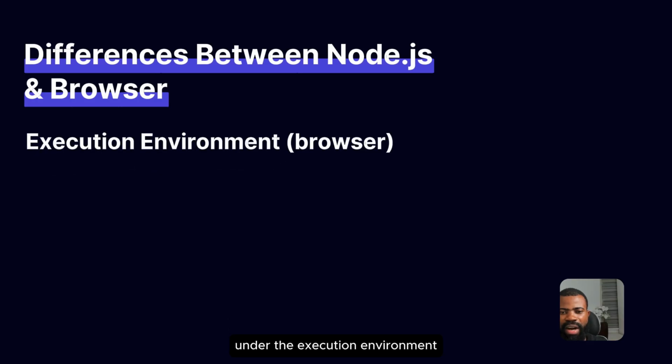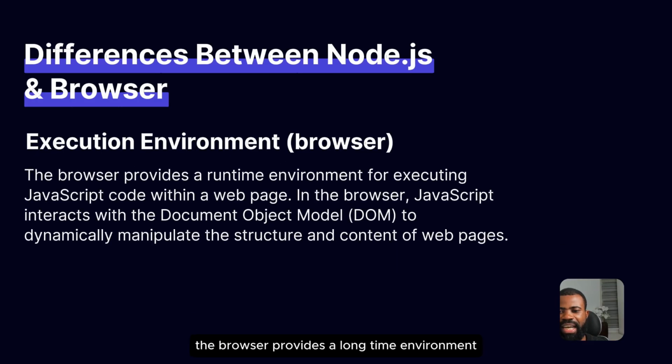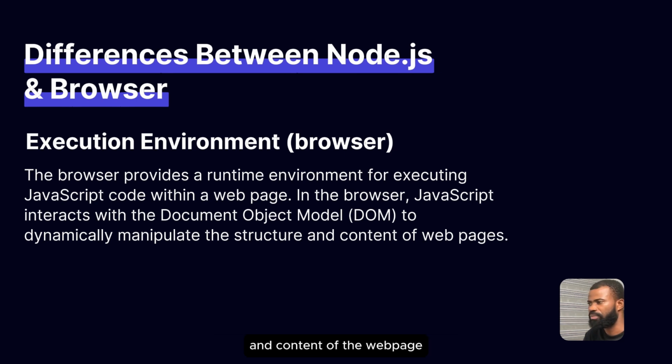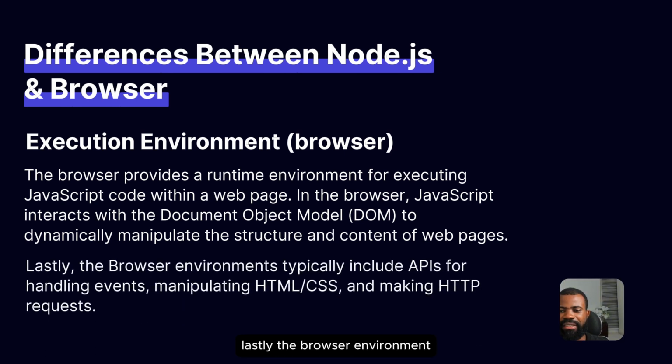Under the execution environment, the browser provides a runtime environment for executing JavaScript code within a web page. In the browser, JavaScript interacts with the Document Object Model to dynamically manipulate the structure and content of the web page. Lastly, the browser environment typically includes APIs for handling events, manipulating HTML and CSS, and making HTTP requests.